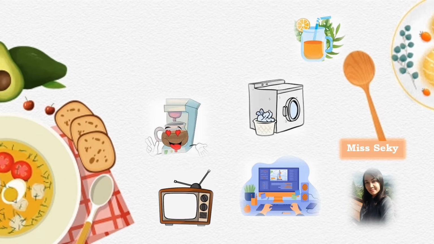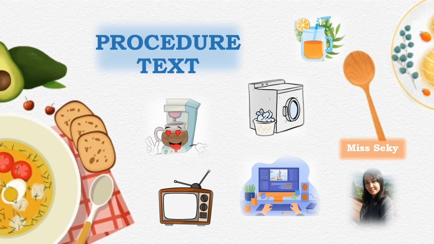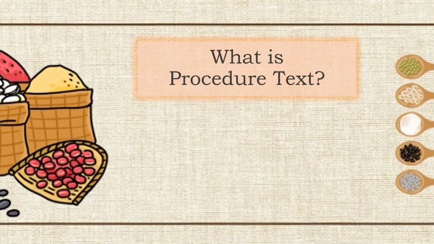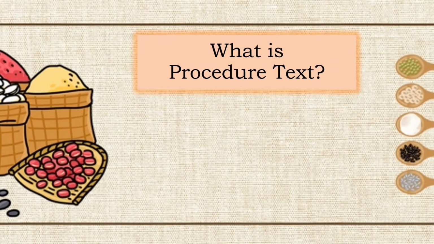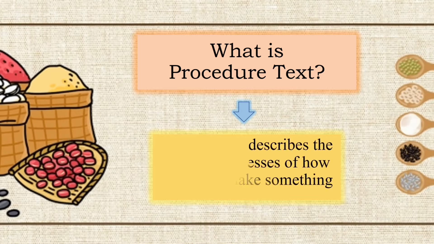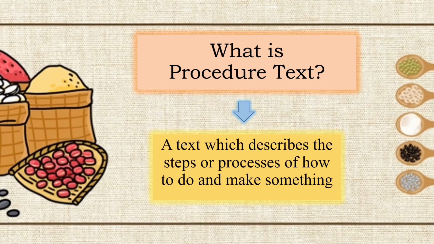In this video, I will tell you about another English text for practical use. We call this text procedure text. And what is the procedure text? Well, if you like cooking or making something by following some instructions given, then it means that you know about this text. So, procedure text is a text that describes the steps or processes of how to do and make something.